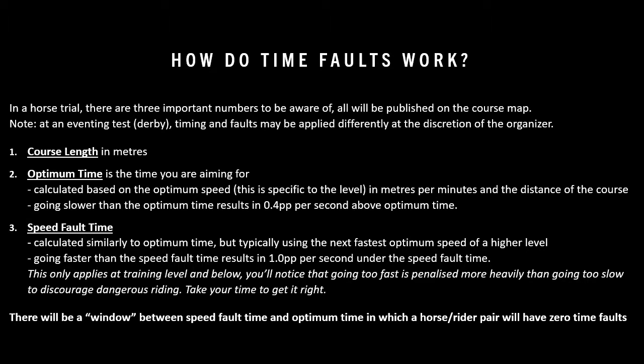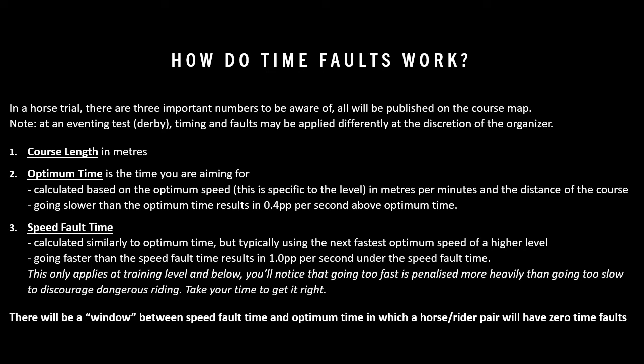Well, your course map really is your guide, both to the jumps that you're going to jump and to the speed that you should travel. So in a horse trial, there are 3 important numbers to be aware of, and they're all going to be on your course map. Whether that course map is a physical piece of paper that comes in your rider packet, sent to you in an email, or published online somewhere, make sure that you have a copy. The first thing I want you to look for on that course map is the course length in meters.